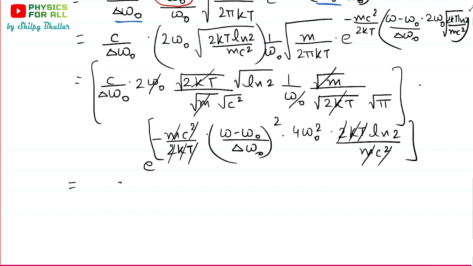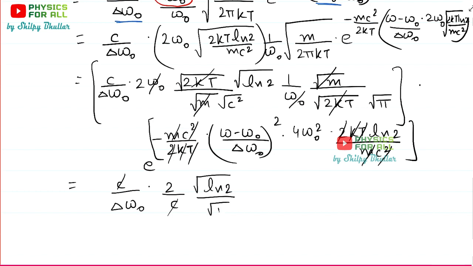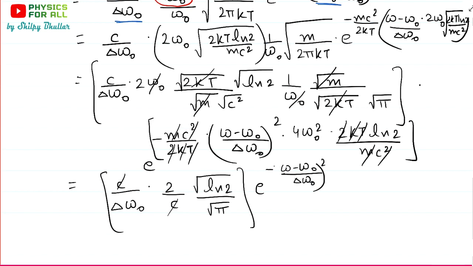We are left with c upon delta omega naught, and then we have 2. Then we have this c also in the numerator, so this will also get cancelled. Then we have ln2, then we have root pi in the denominator, and then for the exponential term we have e raised to power minus omega naught upon delta omega naught whole square.